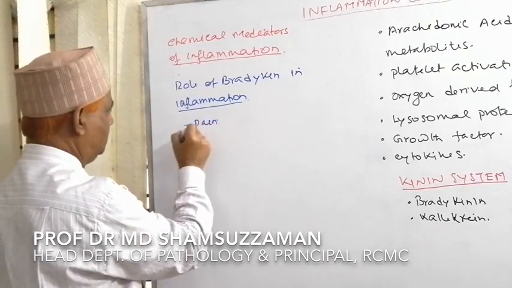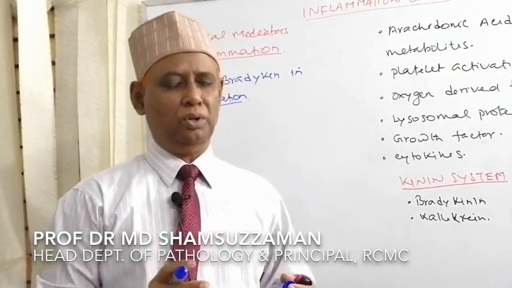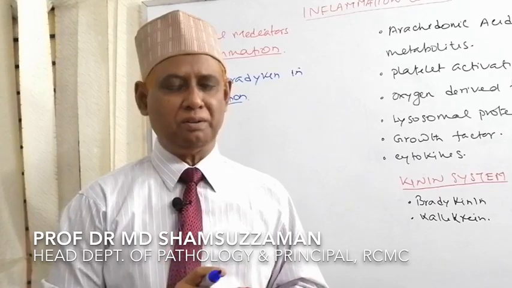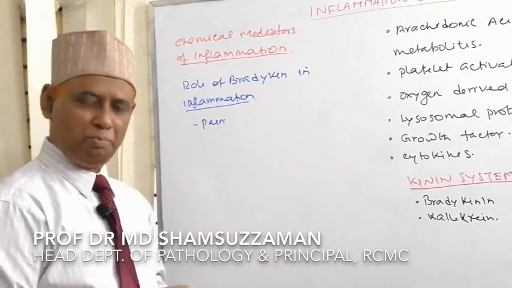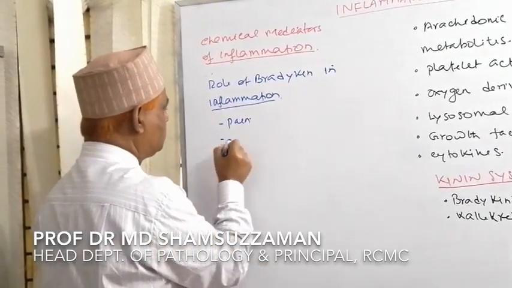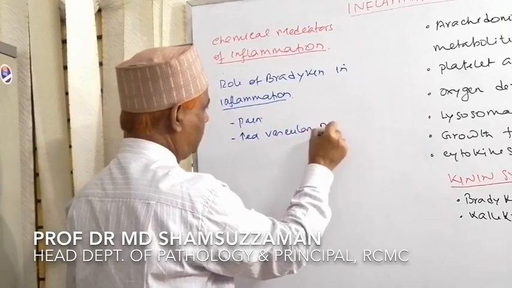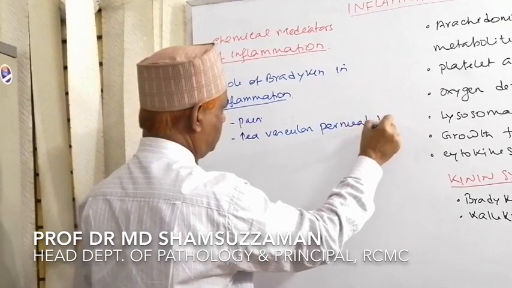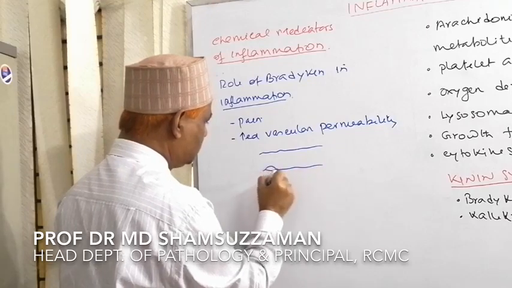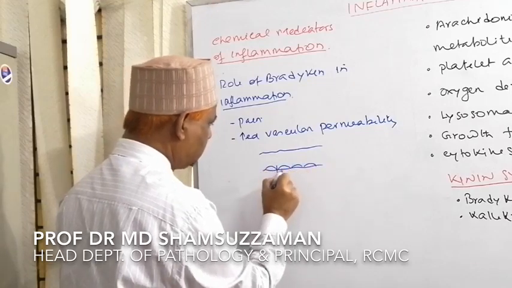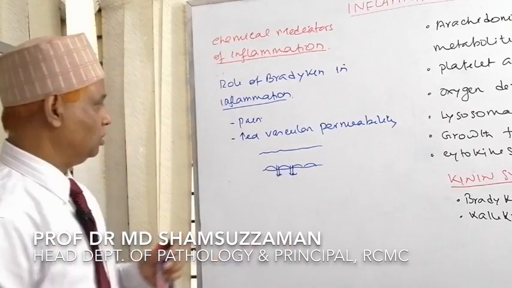Dear audience, you know in acute inflammation, the pain or dolor is one of the important cardinal signs of acute inflammation. Bradykinin is associated with the dolor, with pain. Then it is associated with increased vascular permeability. So it acts upon the endothelial lining of the blood vessels and causes increased vascular permeability, and that is why there is formation of exudates.